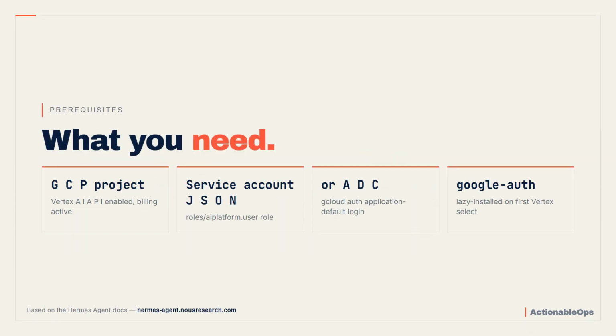Now configure Hermes. Option A is the service account JSON, recommended for servers and gateways. Set vertex_credentials_path in your .env file. Option B is application default credentials, good for local dev. Just run gcloud auth application-default login.